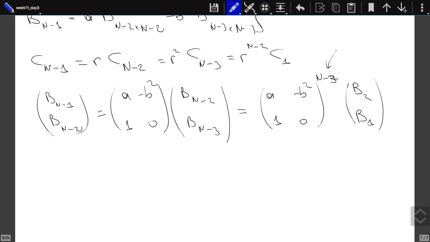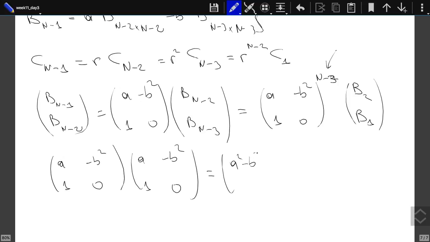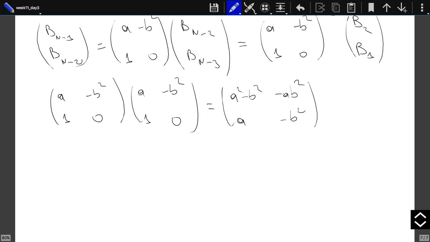Let's take its square. Maybe it will be proportional to the identity or something like that. This is equal to A squared minus B squared, right? Yes. Minus A B squared, A, and minus B squared. No. Okay, it's not easy. So let's diagonalize it.